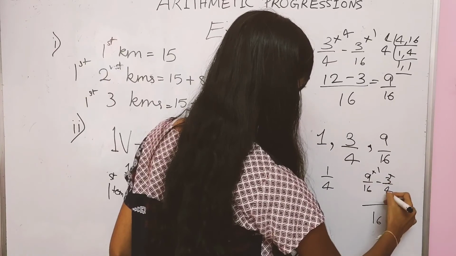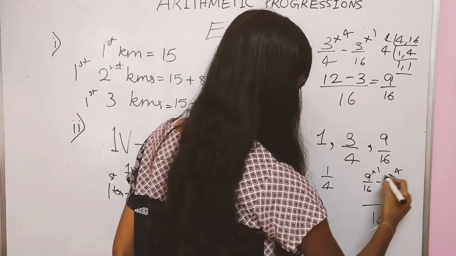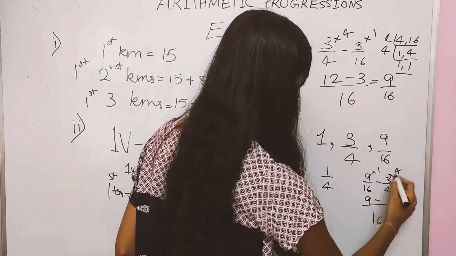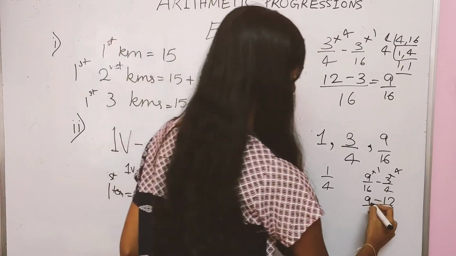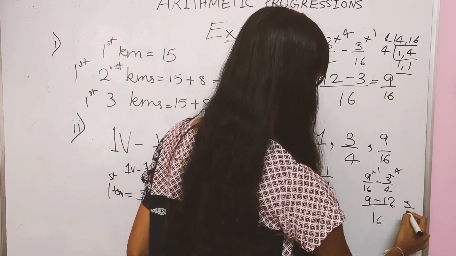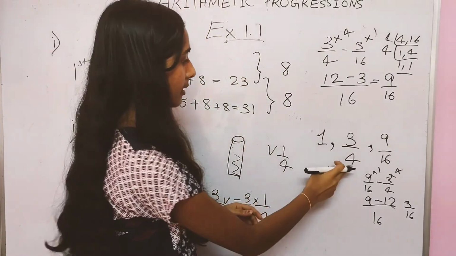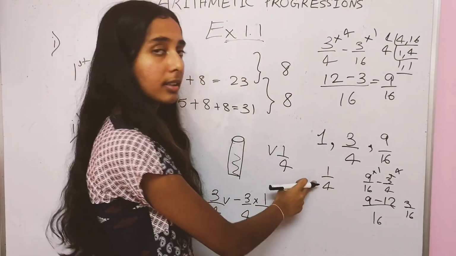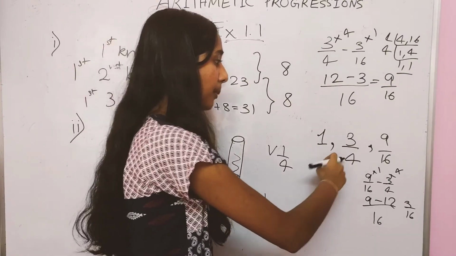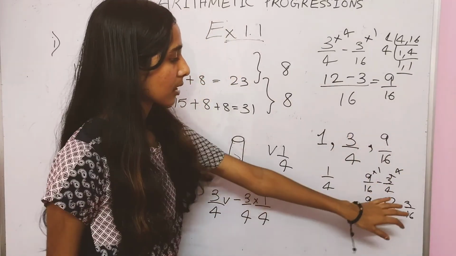16 ones are 16, 4 fours are 16. 9 ones are 9, 3 fours are 12. 9 minus 12 is 3 by 16. So the difference between the first term and the second term is 1/4. The difference between the second term and the third term is 3 by 16.